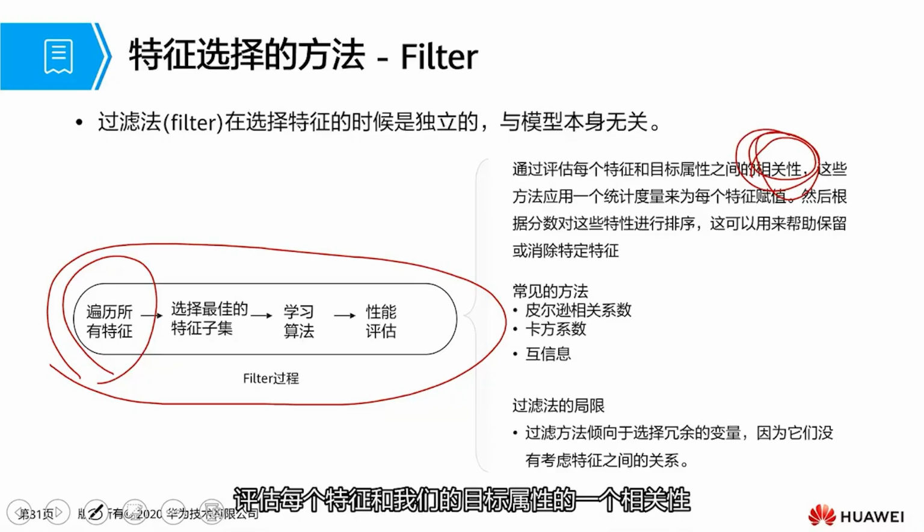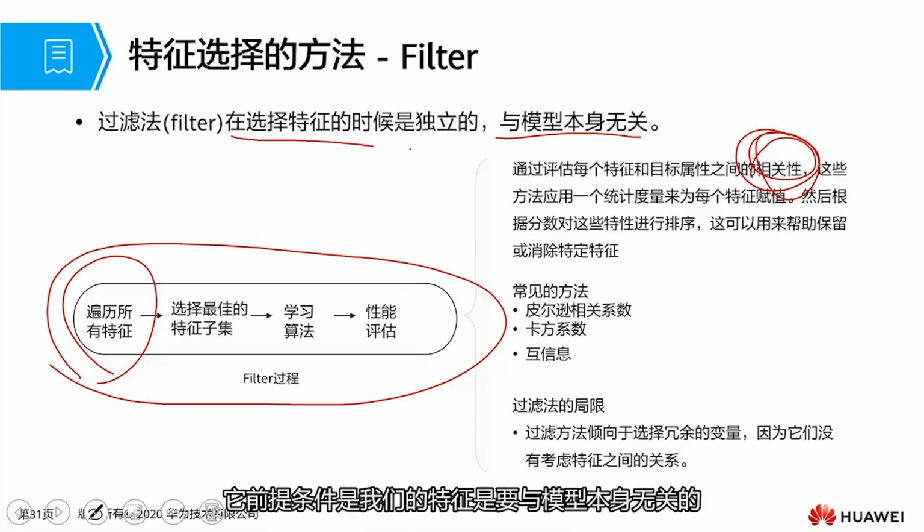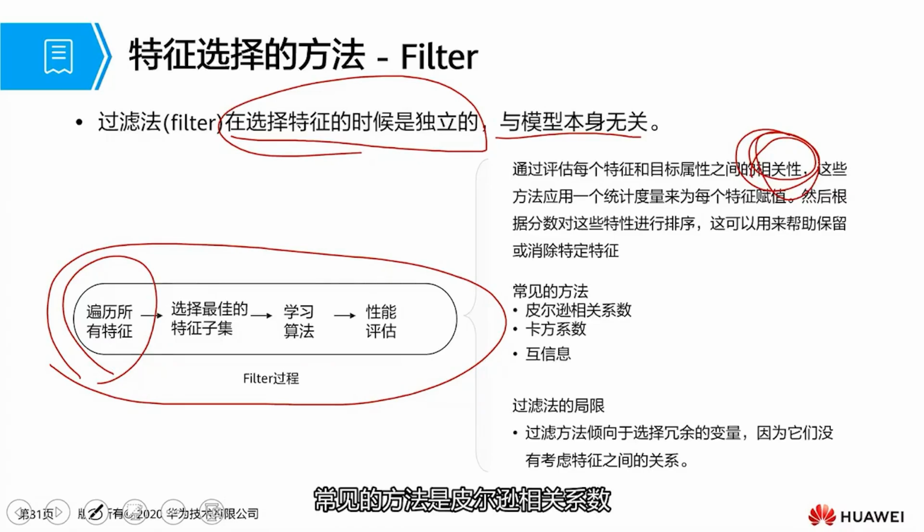It is unrelated to the model itself. Its prerequisite is that our features should be unrelated to the model itself. The common methods are Pearson correlation coefficient, kappa coefficient, mutual information, and other methods. The limitation of the filtering method is that it tends to select redundant variables. It does not consider the relationships between features.